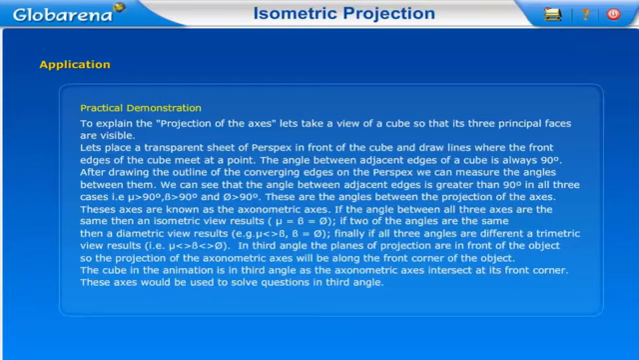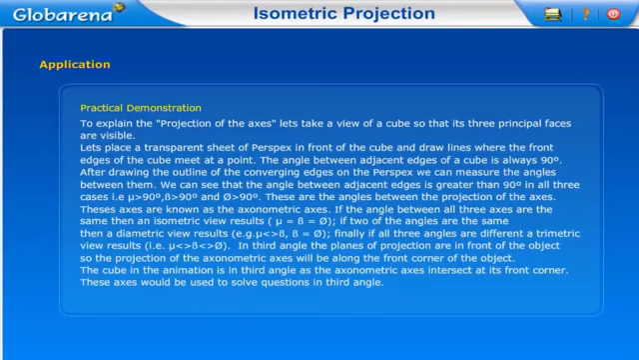If two of the angles are the same, then a diametric view results. For example, mu is greater than or less than beta, and beta is equal to phi. Finally, if all three angles are different, a trimetric view results. That is, mu is greater than or less than beta, which is greater than or less than phi.